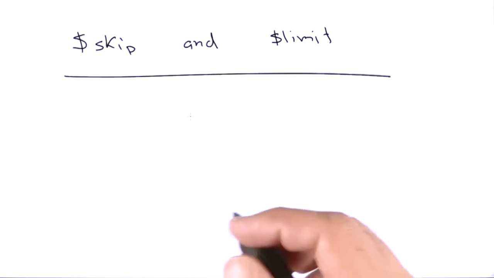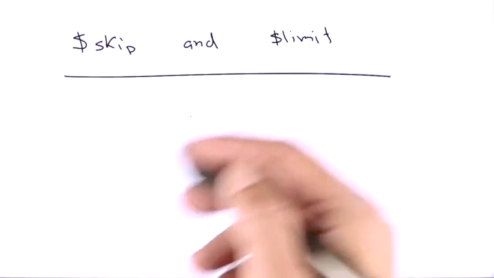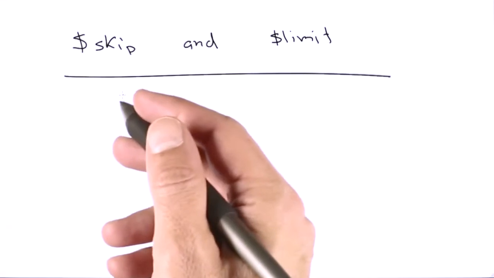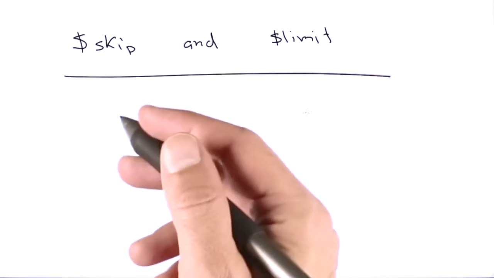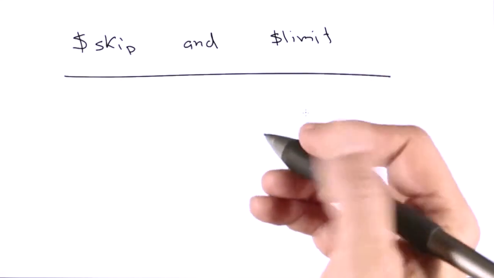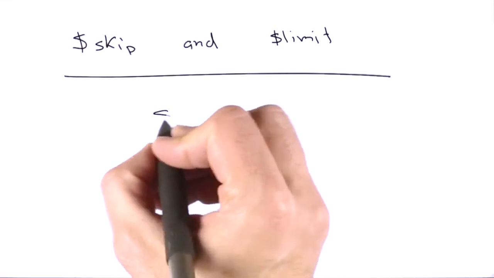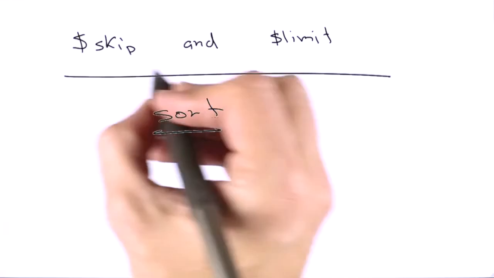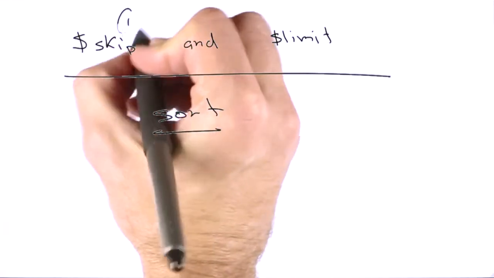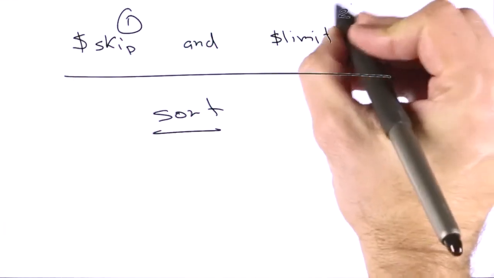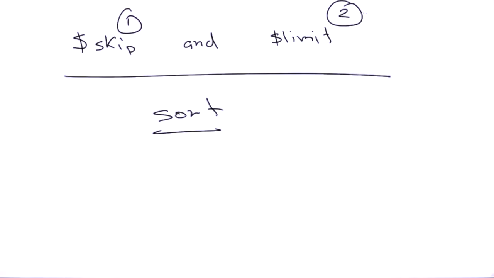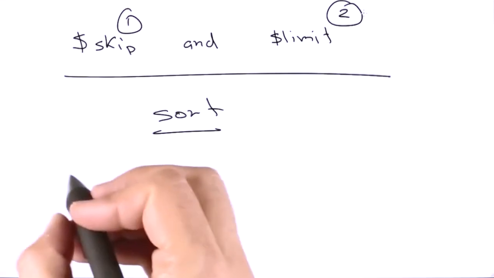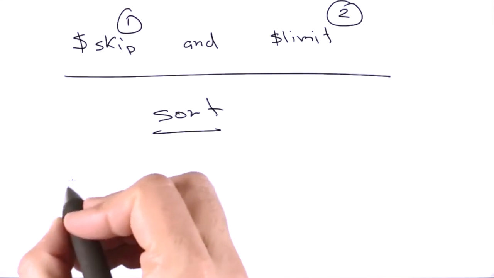Skip and limit inside the aggregation pipeline work pretty much the same way skip and limit work when you do a simple find. So it doesn't make any sense to skip and limit unless you first sort. Otherwise, the result is undefined. And what you want to do is first skip and then you limit. It doesn't usually make a lot of sense to limit and then skip. And skip forward just skips forward in the document set.